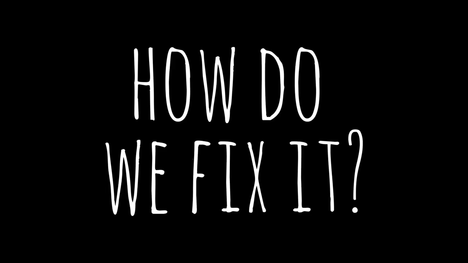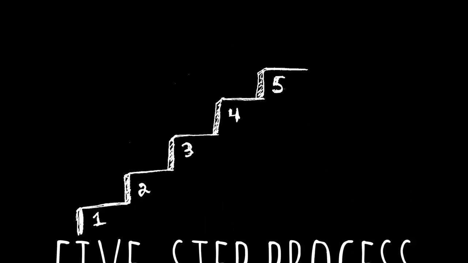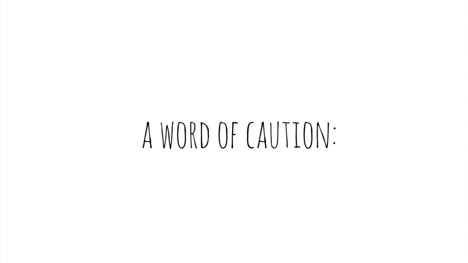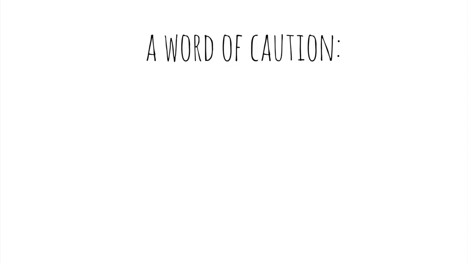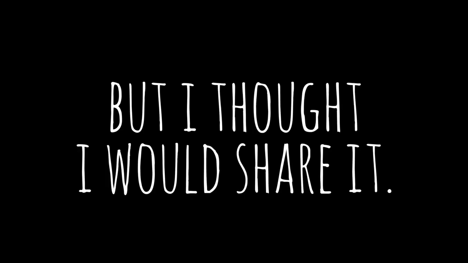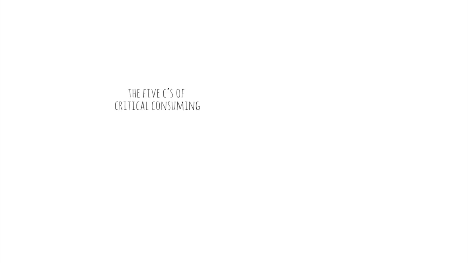So how do we fix it? Well, here's a five-step process that I've used with students. A word of caution, it's not perfect, and there are probably other models out there, but I thought I would share it just in case you might want to use it. We call it the five C's of critical consuming.